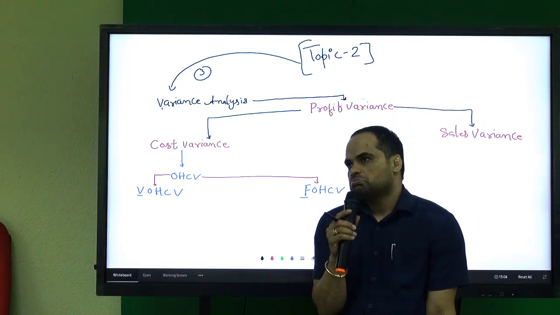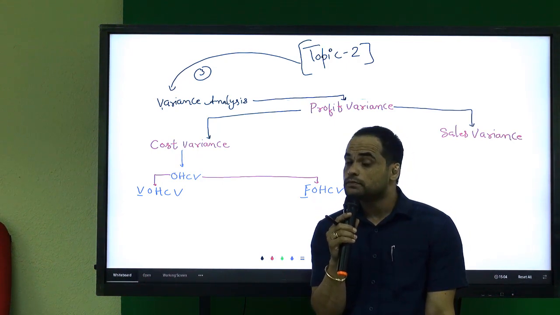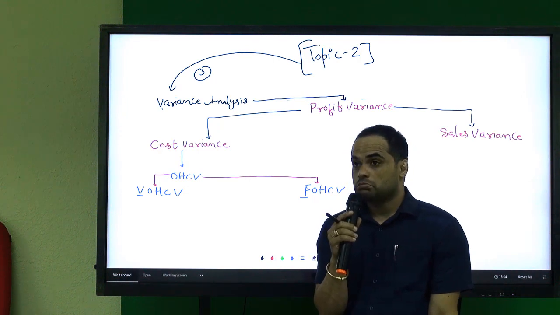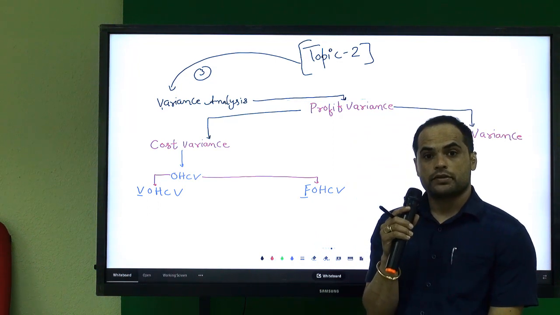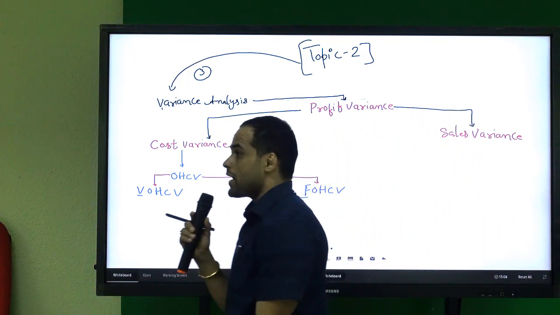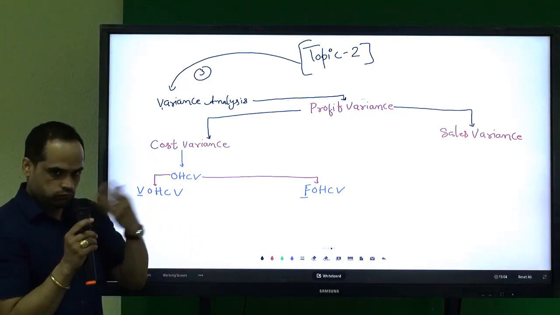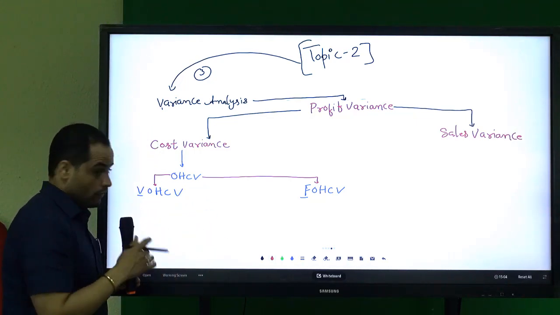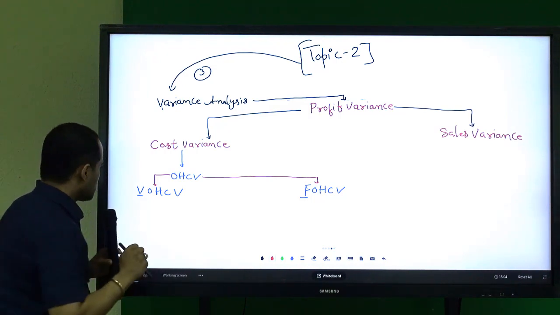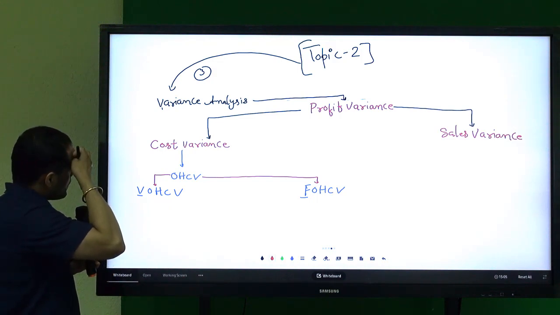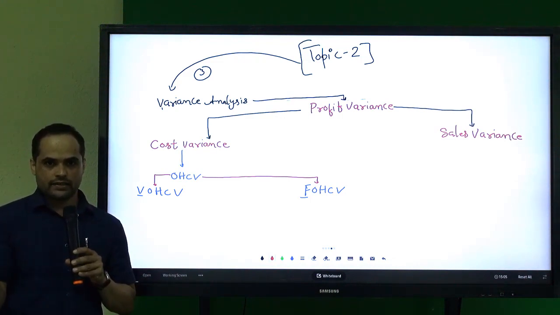It could be indirect material, or indirect labor, which changes over a period of time, so it is variable. But not direct, indirect. So indirect material and indirect labor involved in manufacturing will change as per the change in the level of activity. So variable overhead cost variance is divided into two different variances.